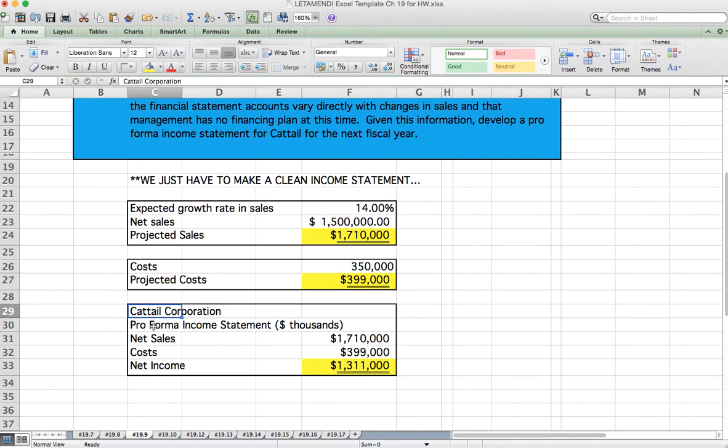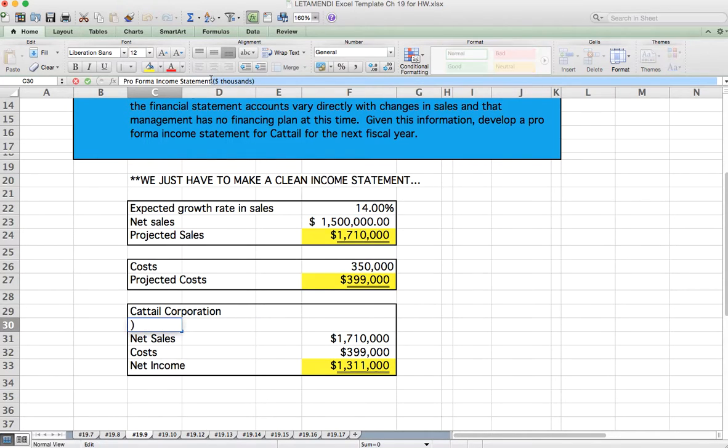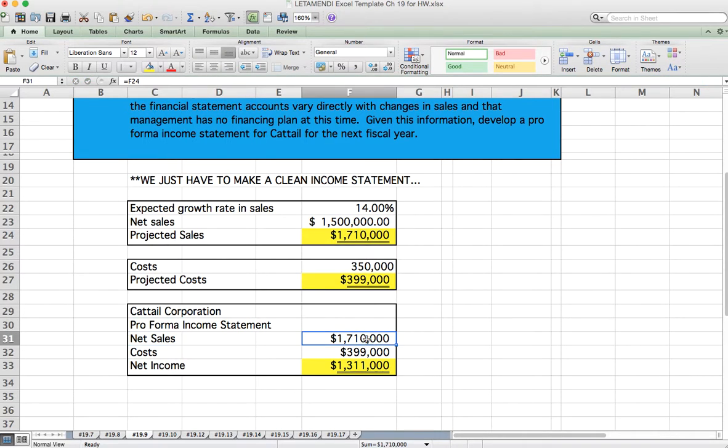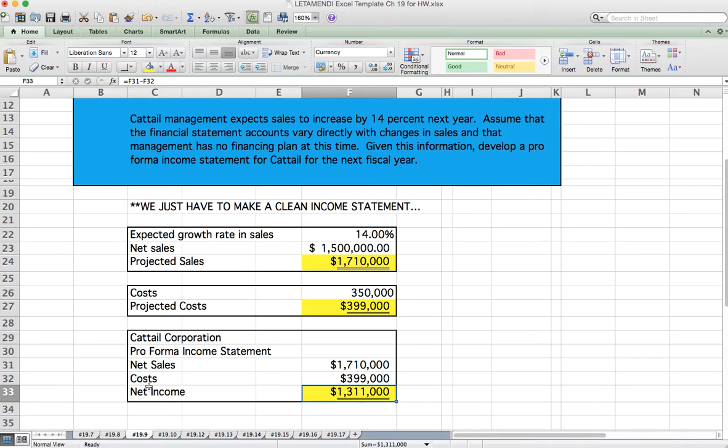Right? So now pro forma income statement, right? We have the net sales. We can get rid of this because this is already going to be in millions anyways. So for net sales, all you do is just bring down the projected sales from here. For the cost, you just bring down the projected cost. So your net income is just going to be your net sales minus your costs, and that's going to be $1,311,000. That's it. That's all you need to do for 19.9. Don't get too fancy with it.